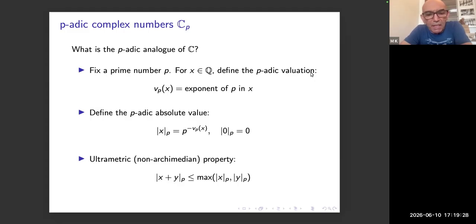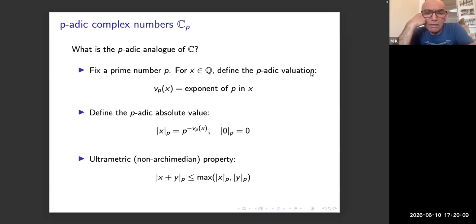So this is a metric, but a much stronger version of the triangle inequality holds. Namely, it satisfies the ultrametric property: the length of x plus y is less than or equal to, not the sum of, but actually less than the max of the absolute value of x and the absolute value of y. So this is the ultrametric or non-Archimedean metric property.